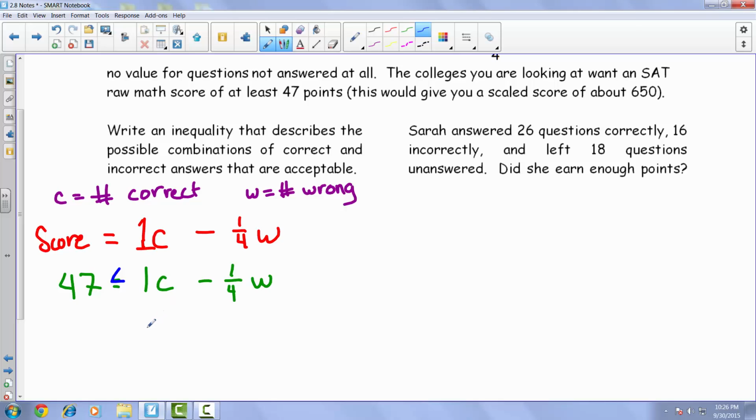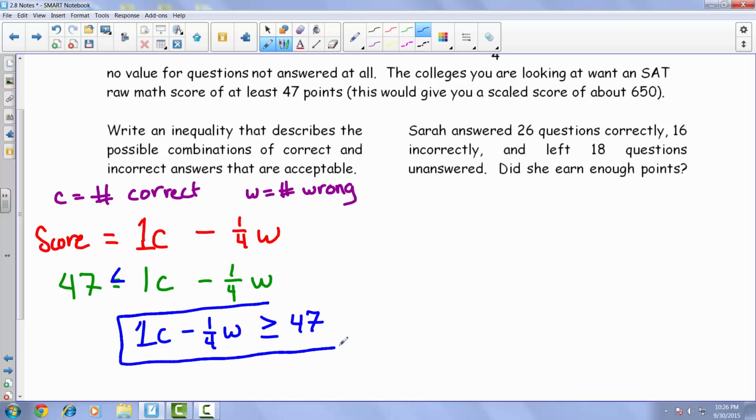Now, you could also write this as 1C minus 1/4 W is larger than or equal to 47. These two actually mean the exact same thing. So if this is a little bit easier for you to see, by all means use that. So here would be that inequality for all of the answers that are acceptable, where she gets at least a 47.